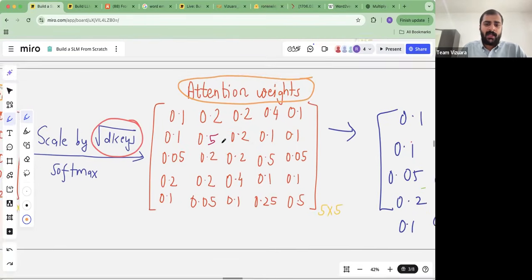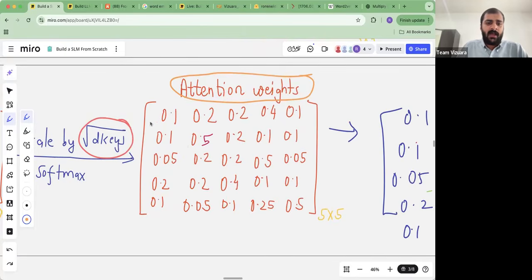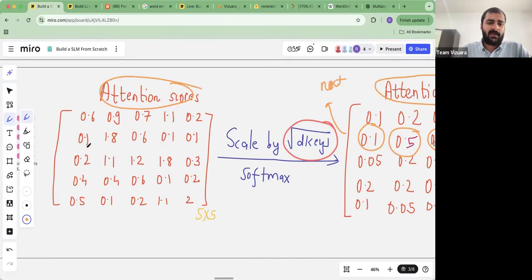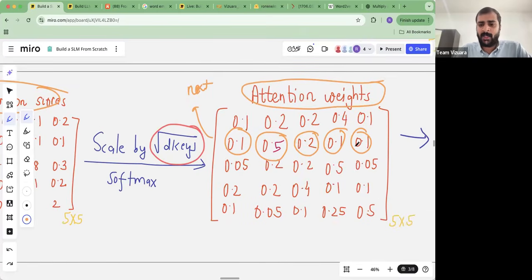So now I can look at each row. If I look at the second row, I know that when you're looking at next as the query, I need to pay 50% attention to next, 20% attention to day, and 10% attention to all these other tokens. So suddenly it becomes a much more interpretable matrix. Instead of having values which don't add up to 1, by an appropriate scaling procedure, I make sure that each row sums up to 1.